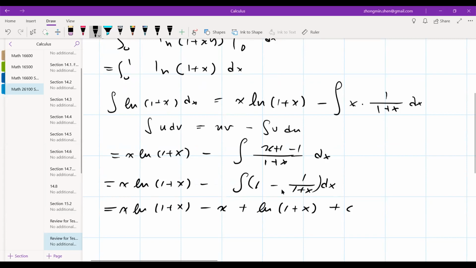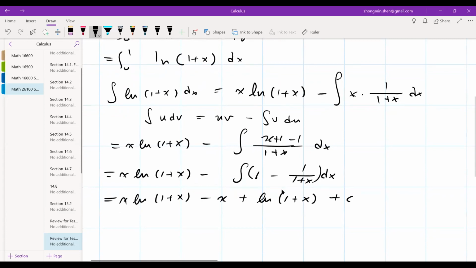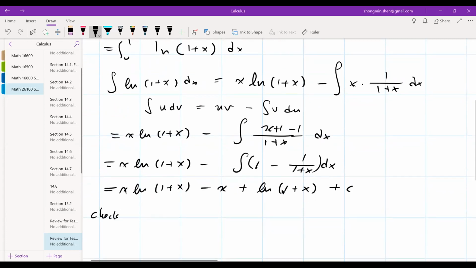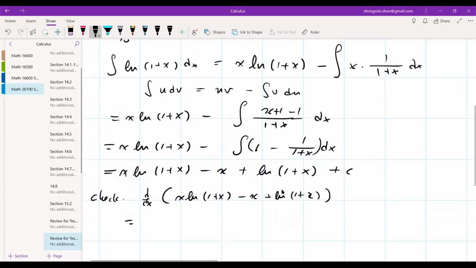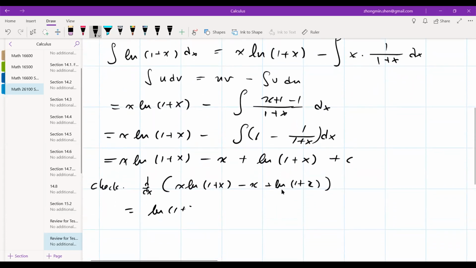Now you can double check when you differentiate whether you get natural log of 1 plus x. Don't worry about that. So the derivative of x natural log of 1 plus x minus x plus natural log of 1 plus x is going to be natural log of 1 plus x, after simplifying. We're done. So we found the antiderivative of that function.